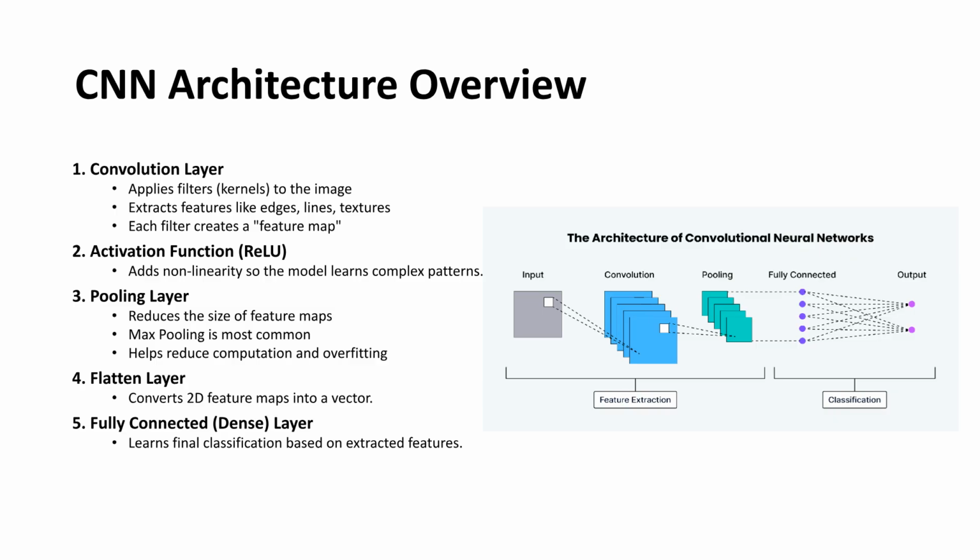First, the convolution layer. This is the heart of the CNN. It applies filters, also called kernels, to the image to extract features like edges, lines, and textures. Each filter creates what we call a feature map. Second, the activation function, usually ReLU. It introduces non-linearity into the model, allowing the network to learn complex patterns. Third, the pooling layer. It reduces the size of feature maps, which decreases computational cost and helps prevent overfitting. Max pooling is the most common method. Fourth, the flatten layer. It converts 2D feature maps into a 1D vector. Finally, the fully connected layers perform the final classification based on the extracted features.